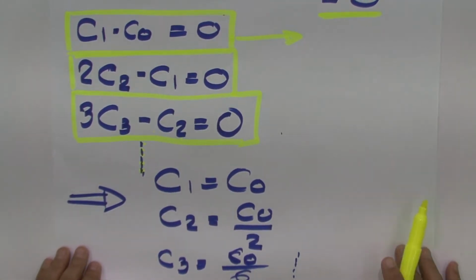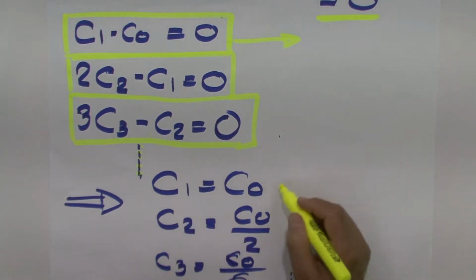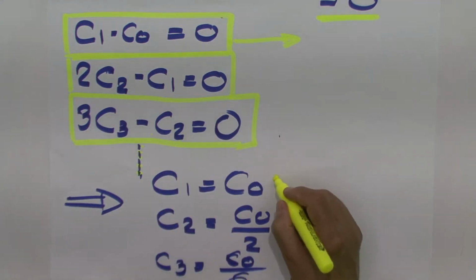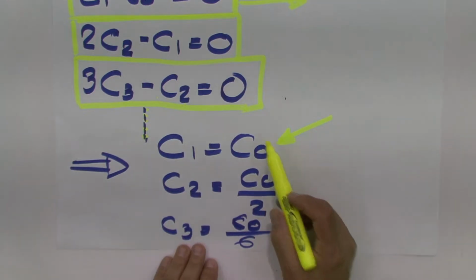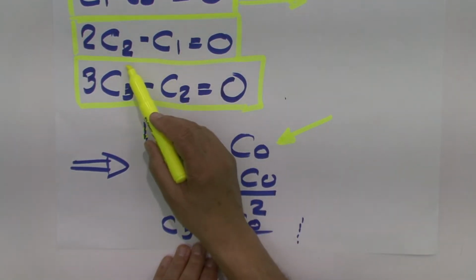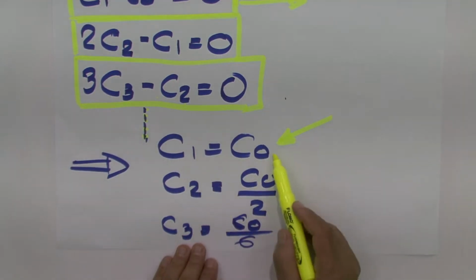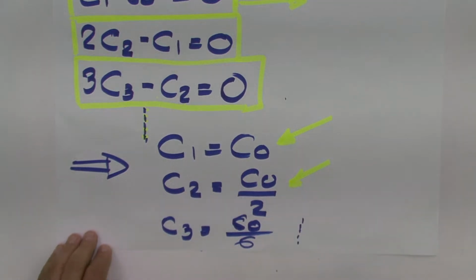But let's leave it as C0. So from the first equation, we get that C1 is equal to C0. Here it is, so I express C1 in terms of C0. Now, from the second equation, C2 is equal to C1 divided by 2. But C1 is C0, so C2 is C0 divided by 2.